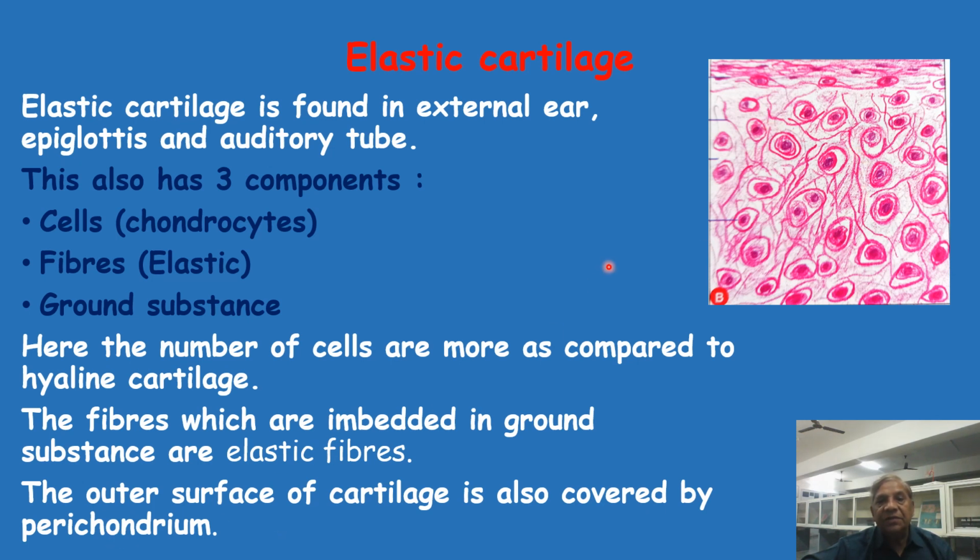The outer surface of cartilage here, as I said, is covered by the membranous structure where I am moving my pointer. It is the perichondrium. Okay, so this is about the elastic cartilage.